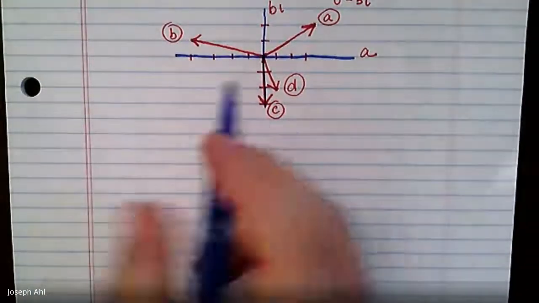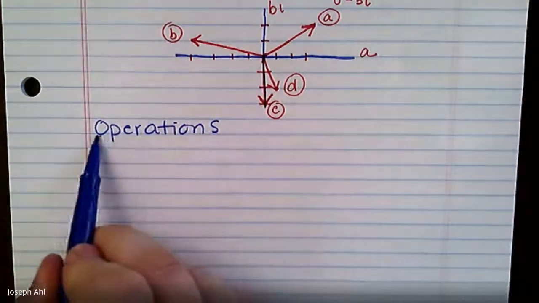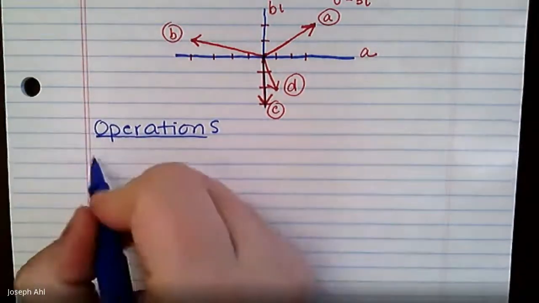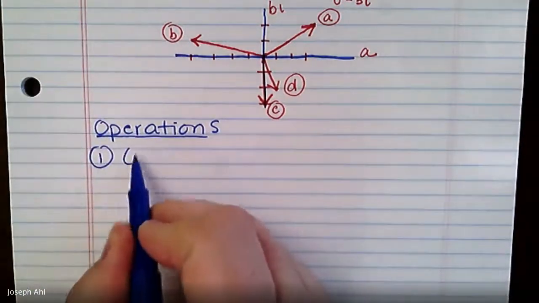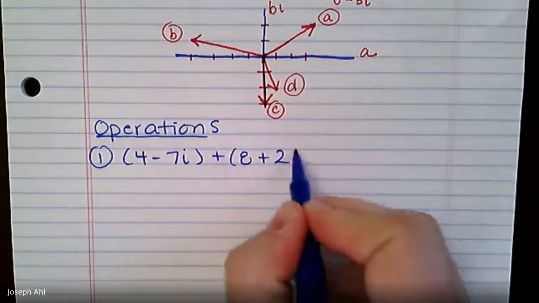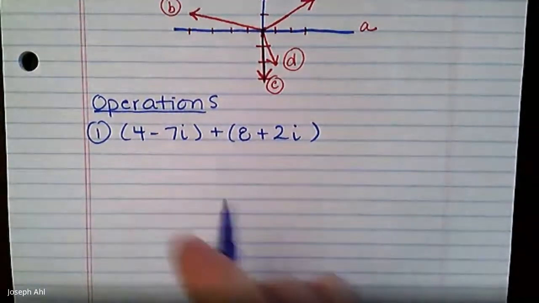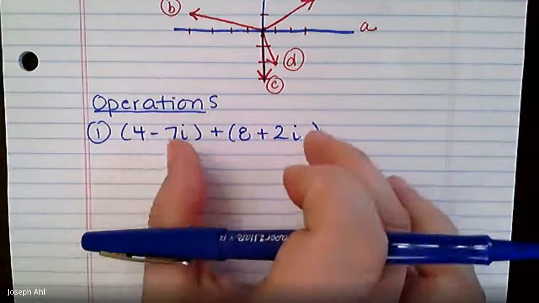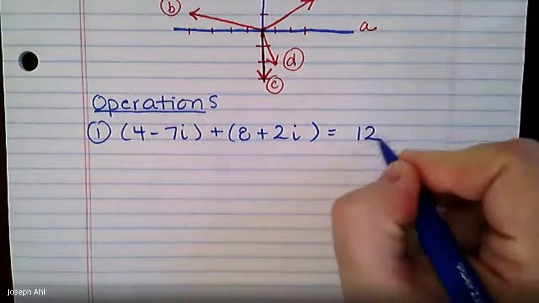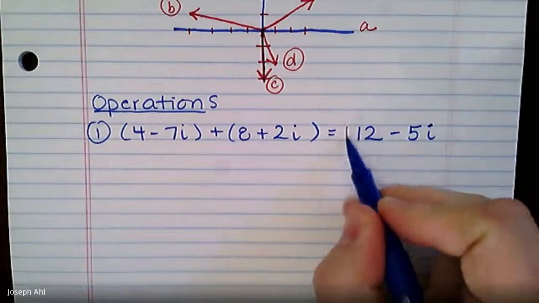The main point of today's lesson will be talking about operations with complex numbers. The operations that we're going to talk about are addition, subtraction, multiplication, and division. So let's start with the operation of addition. If I said, what's 4 minus 7i plus 8 plus 2i? It'll be pretty easy for us to add complex numbers because all we're going to do is add the real parts and add the imaginary parts, and that's going to be our final result. So 4 plus 8 in this case is 12. Negative 7 plus 2 is minus 5i. And that's pretty much it.